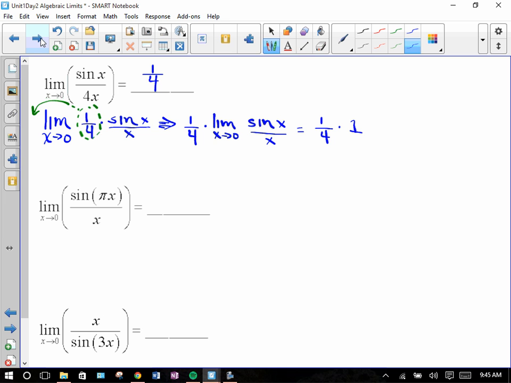So in this case, my u is what? I'm saying u is equal to pi x. Well, I need this denominator to be x. So what would I have to do? Not add. I'd have to multiply by pi. But if I multiply by something, it has to be equivalent to 1. I can't just multiply by 1 over pi. That's changing the whole problem.